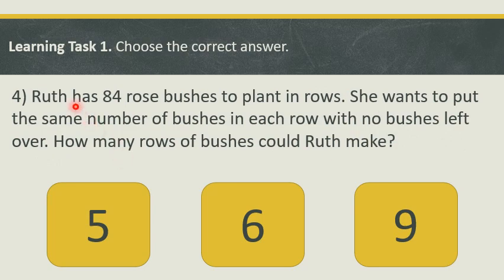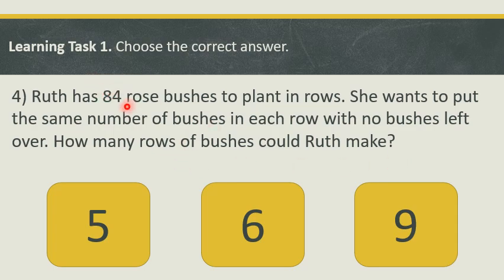So, number 4, Ruth has 84 bushes to plant in rows. She wants to put the same number of bushes in each row with no bushes left over. How many rows of bushes could Ruth make?